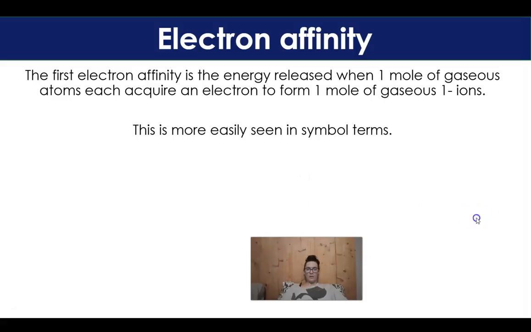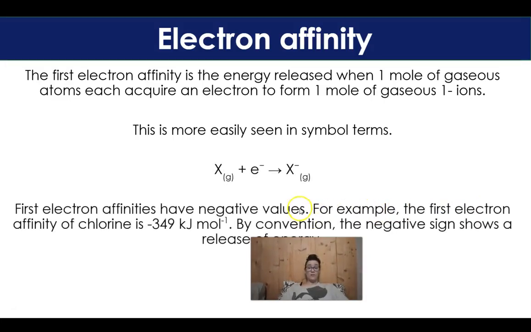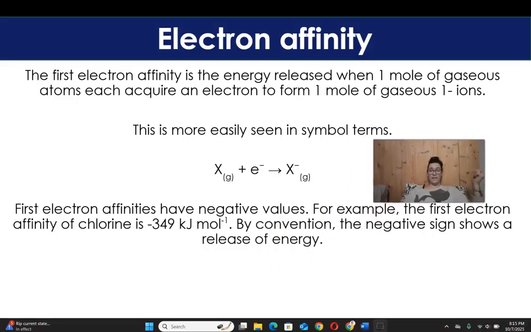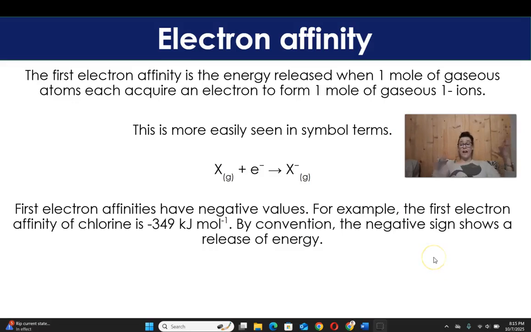So now moving on to electron affinity. Electron affinity is going to be the energy released when 1 mole of gaseous atoms acquire an electron to form 1 mole of gaseous ions. Just like ionization energy, there can be the first electron affinity and the second electron affinity and so on. But it's more easily visualized in terms of an equation here.